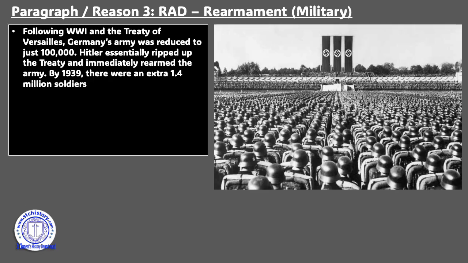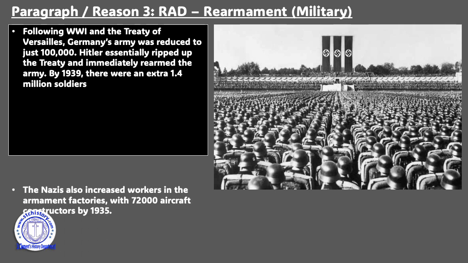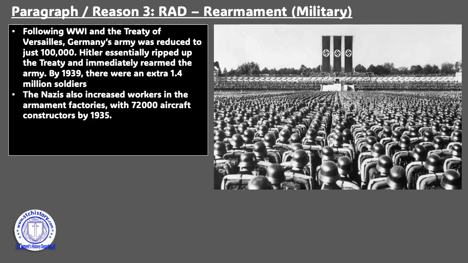The Enabling Act obviously gets rid of those foreign treaties. And then by 1939, there were an extra 1.4 million soldiers. These are numbers that you simply have to be including in this question. They also increased workers in the armament factories, so making weapons and planes and boats, etc. Another nice little number there is 72,000 workers by 1935. So after just 2 years of being in power, 72,000 aircraft constructors.